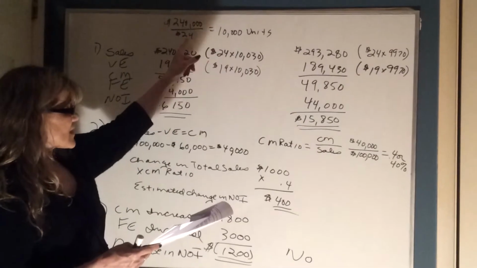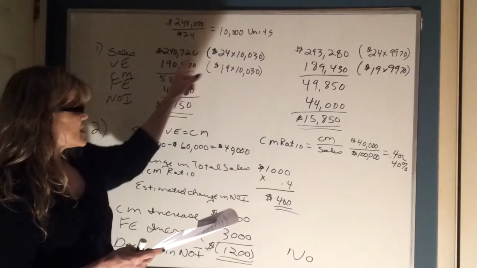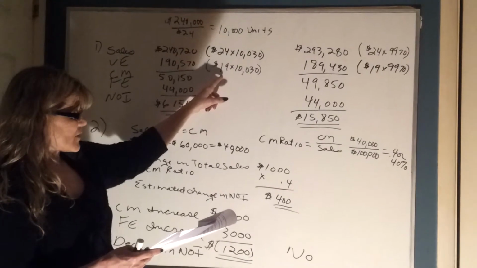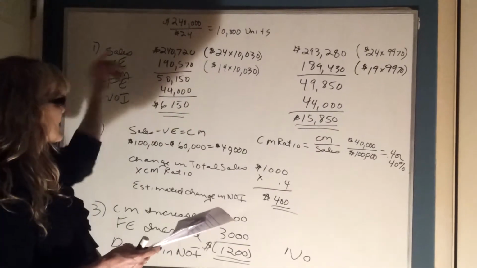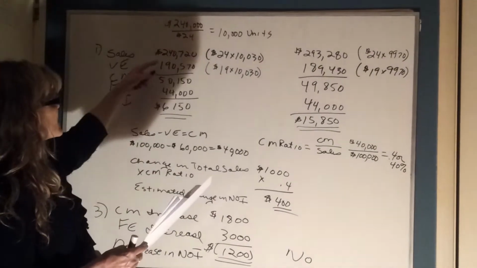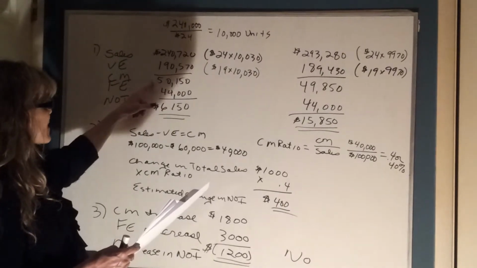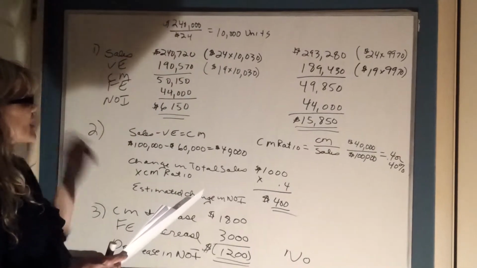So we simply take our sales price per unit and multiply it by the number of units to determine our total sales. For our variable expenses, we take our variable expense cost per unit, multiply it by the total units, and that'll give us our total variable expenses. If we subtract the variable expense from the sales, that gives us our contribution margin. Then we subtract our fixed expenses, and that gives us net operating income.